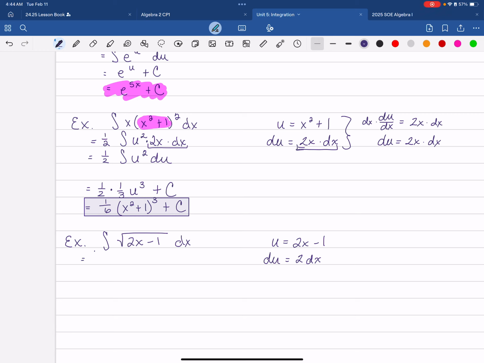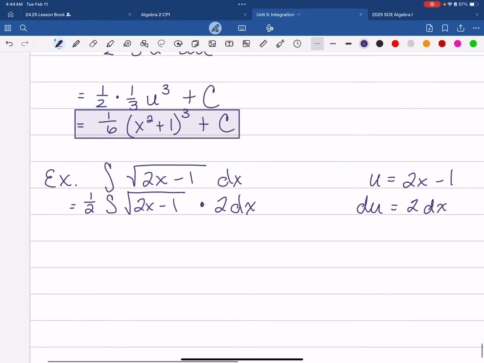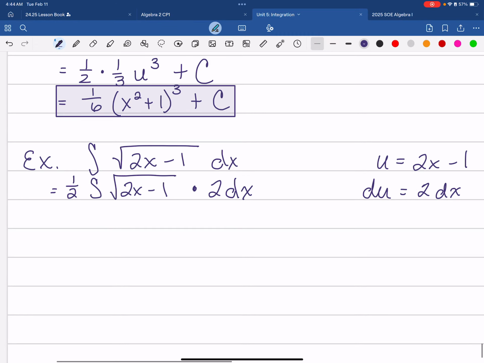I'm going to rewrite this as 1/2 times the integral of the square root of 2x minus 1 times 2 dx. So again, I multiplied by both 1/2 and 2 so that I can have that coefficient there. This is my du. This piece in here is my u. And then I have that 1/2. And I'm going to rewrite my exponent at this point as 1/2 instead of using the square root.